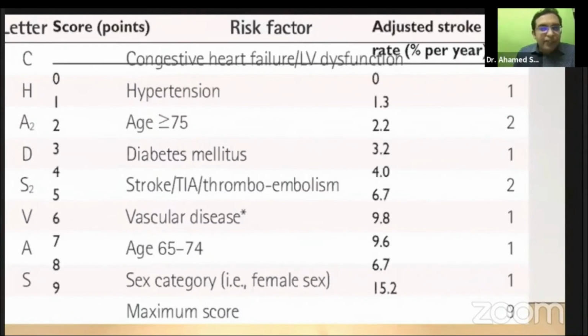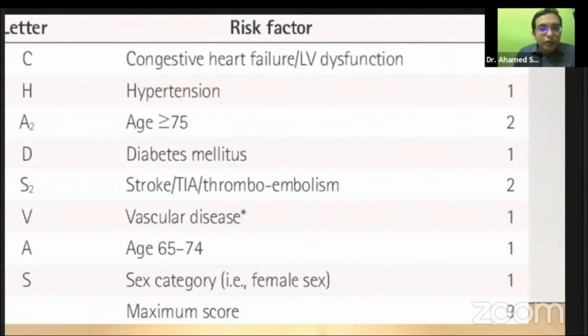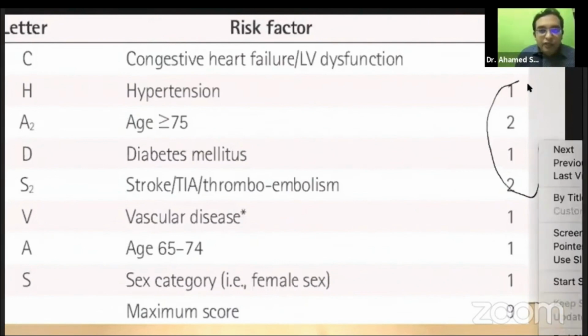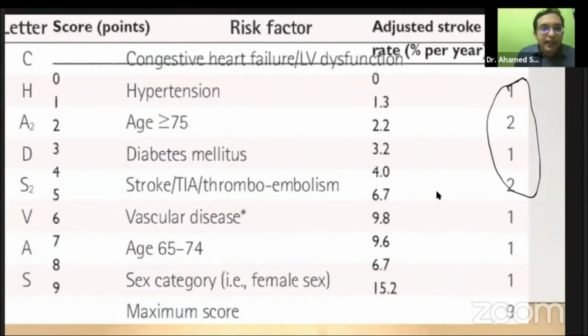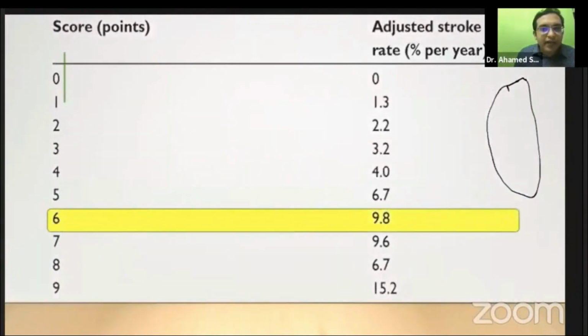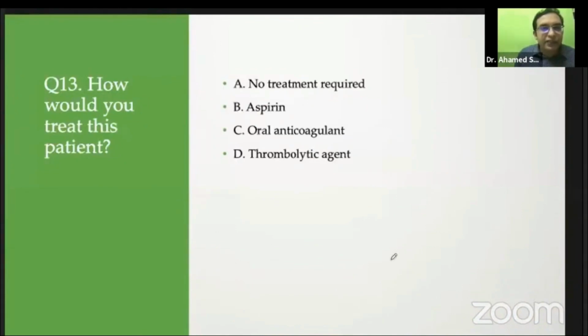If you see, our patient is actually a 76-year-old who is having hypertension and diabetes mellitus and a previous history of stroke or thromboembolism. So the score is roughly around 6, and 6 corresponds to about 9.8%. So it's roughly around 10, which was given in the option. So how do you treat these patients? This patient had diabetes, hypertension, a 76-year-old patient, with a history of TIA. Yes, actually, oral anticoagulant is needed for this patient.